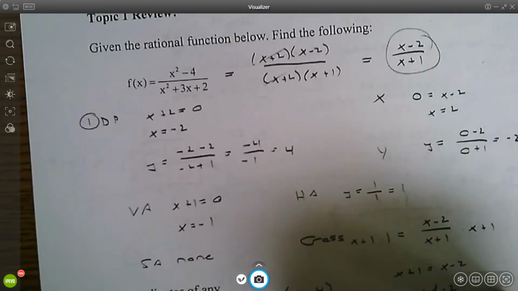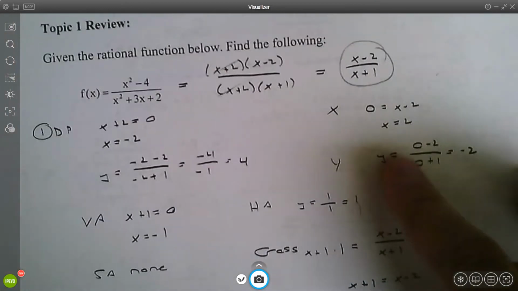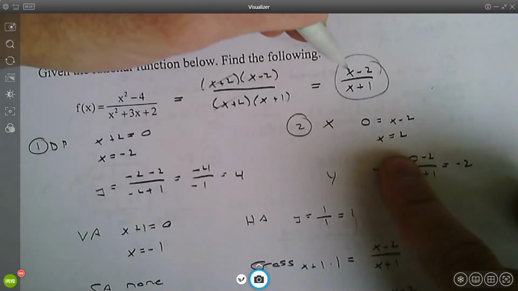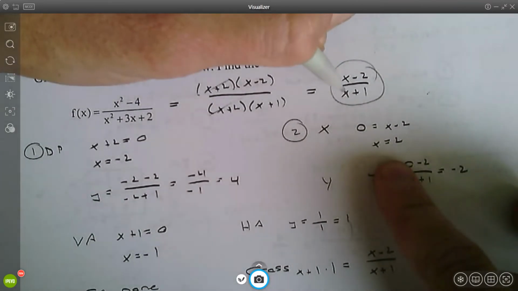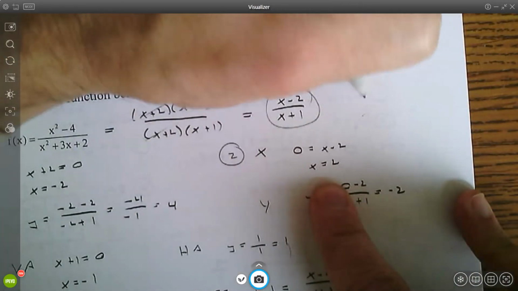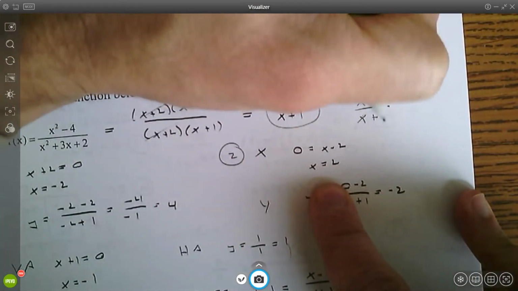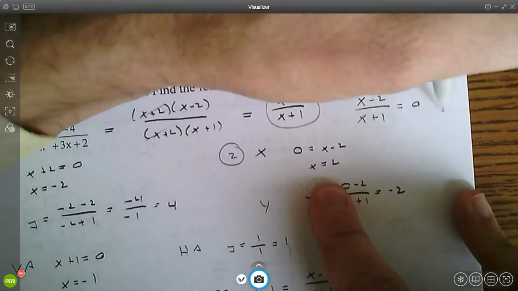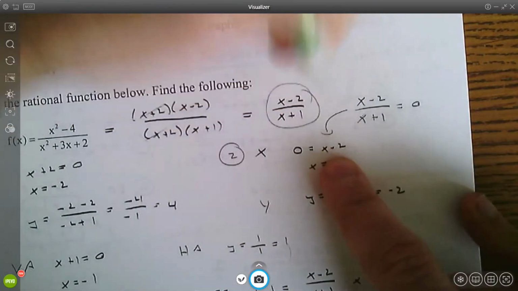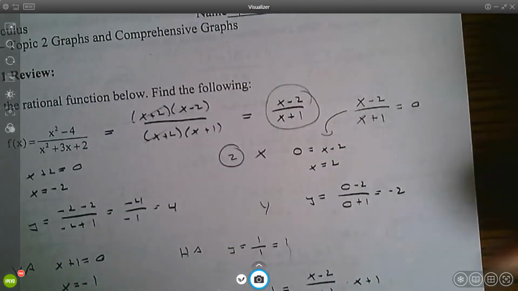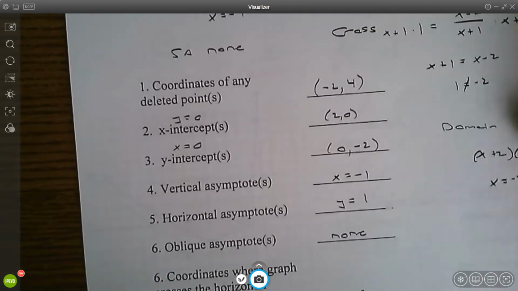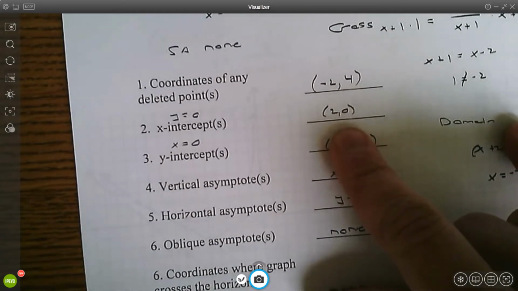X-intercepts means y is equal to 0. So you're just going to set y equal to 0 in this simplified function. So 0 is equal to x minus 2 over x plus 1. The reason I didn't show the x plus 1, if you want to, it's going to be divided by x plus 1 equals 0. But when you multiply both sides by x plus 1, you're going to get 0. So in essence, you're setting your numerator equal to 0 and solving, you get 2. So the x-intercept is (2, 0).